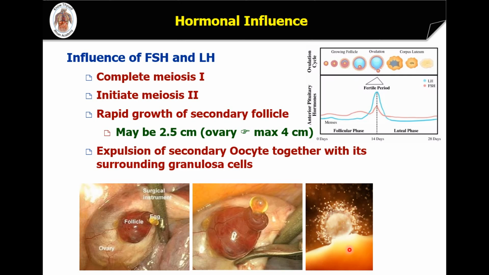This is the expulsion of the oocyte from the ovary, and this is done by a certain rise of these two hormones. This is known as the pre-ovulatory surge of luteinizing hormone and follicle stimulating hormone.